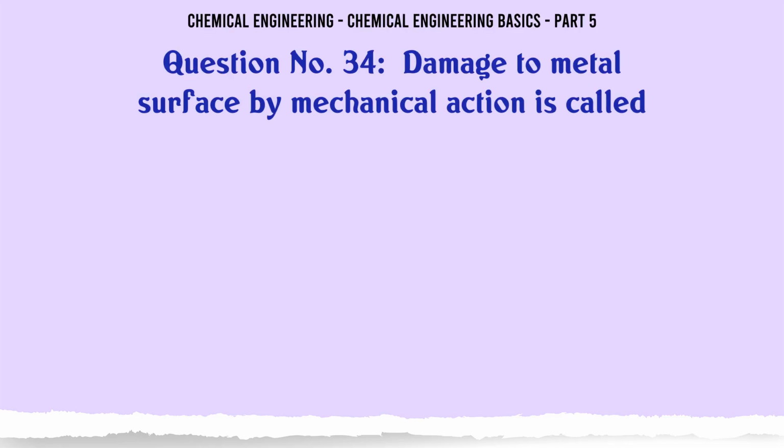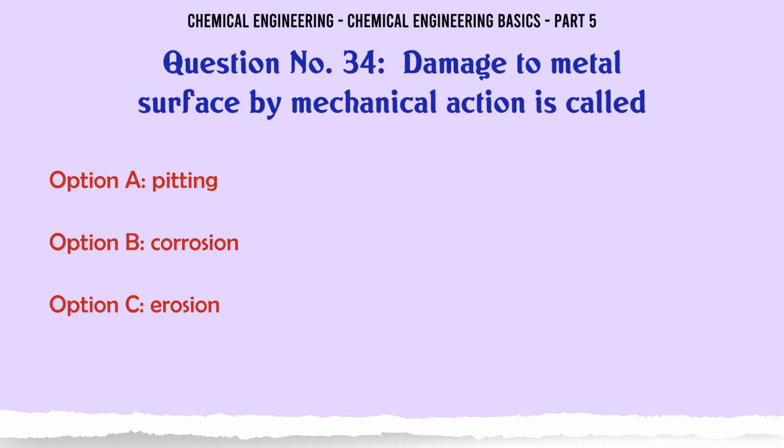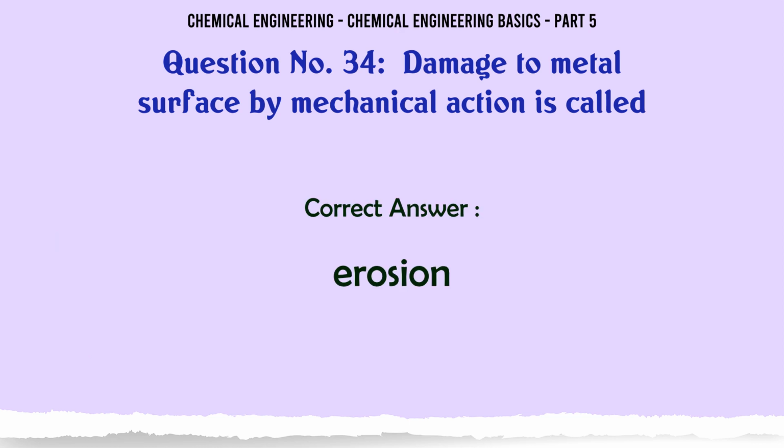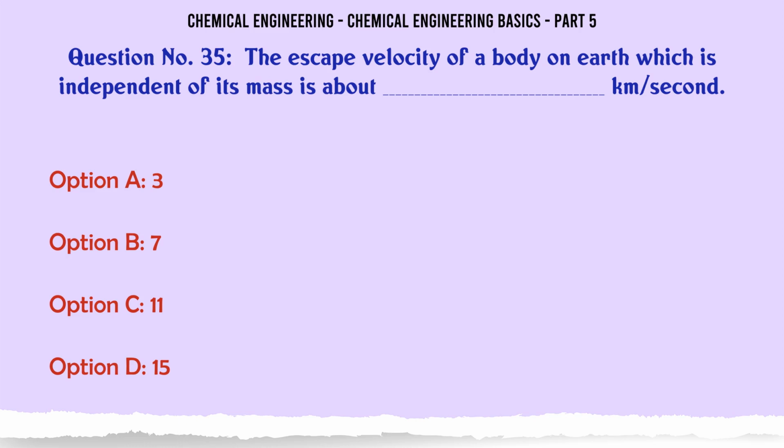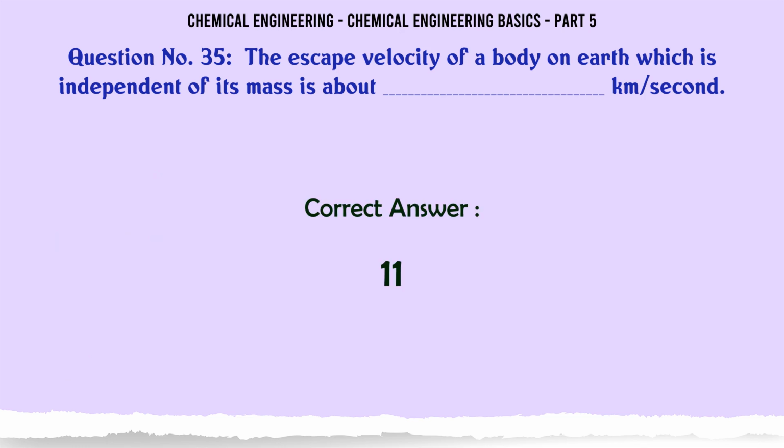Damage to metal surface by mechanical action is called A. pitting, B. corrosion, C. erosion, D. none of these. The correct answer is erosion. The escape velocity of a body on Earth which is independent of its mass is about blank km/second. A. 3, B. 7, C. 11, D. 15. The correct answer is 11.